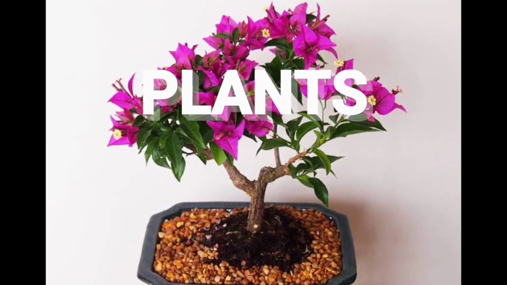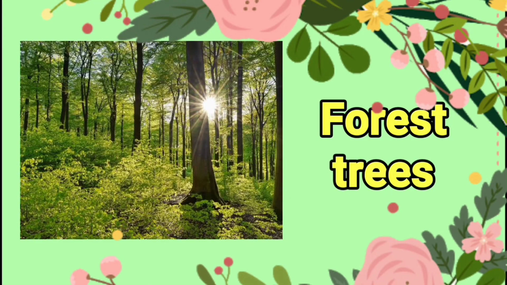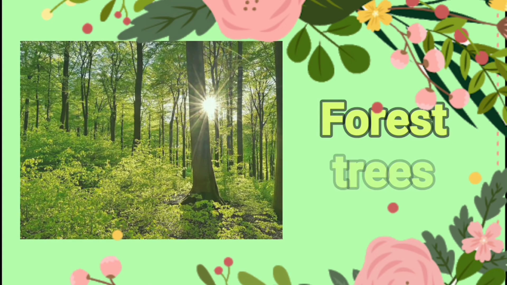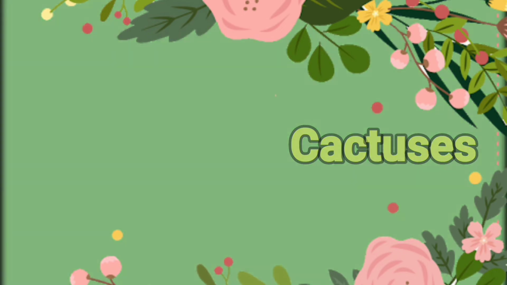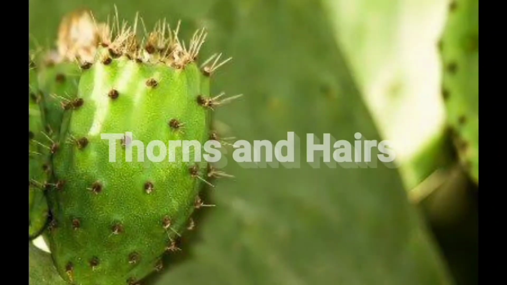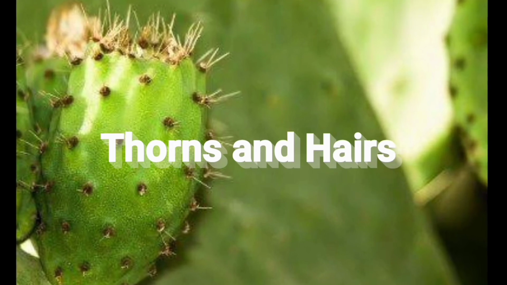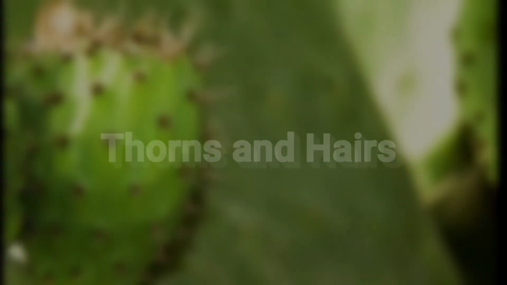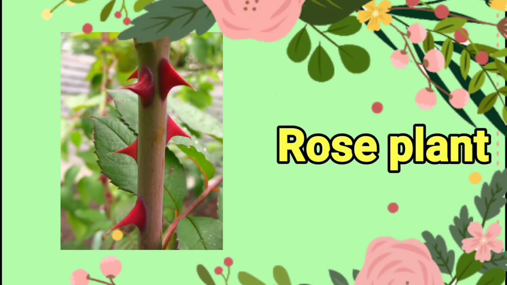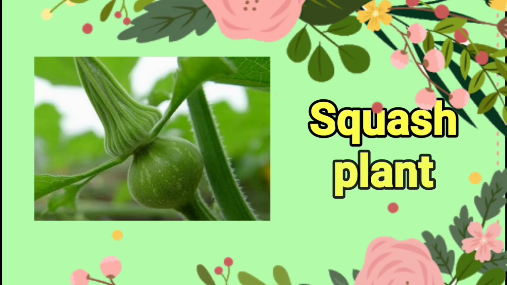Their structures are suited to what they need in that place in order to survive. For example, forest trees grow tall and sturdy to get sunlight. Cactuses have large, thick stems to store water. Thorns and hairs are some of the specialized structures of plants. Not all plants have thorns and hairs. Thorns and hairs protect the plants from animals. Example, thorns in the stem of a rose plant. Hairy stems and leaves of squash plant.